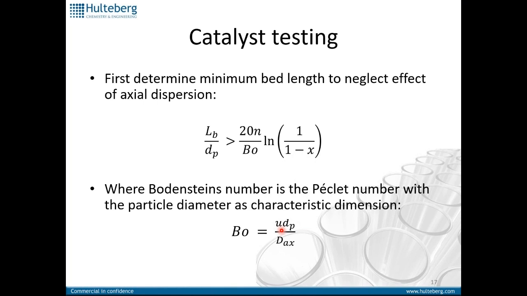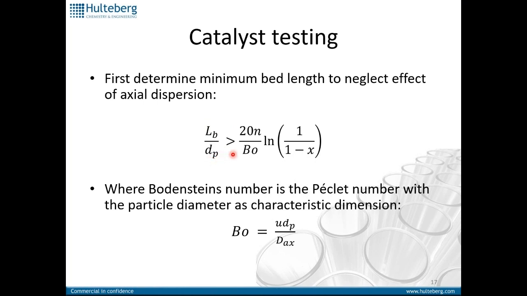So U here is the linear velocity of the gas or liquid moving through the catalyst bed. So we use this relationship and we put it into this equation where we have the relationship between the bed length and the catalyst particle diameter.